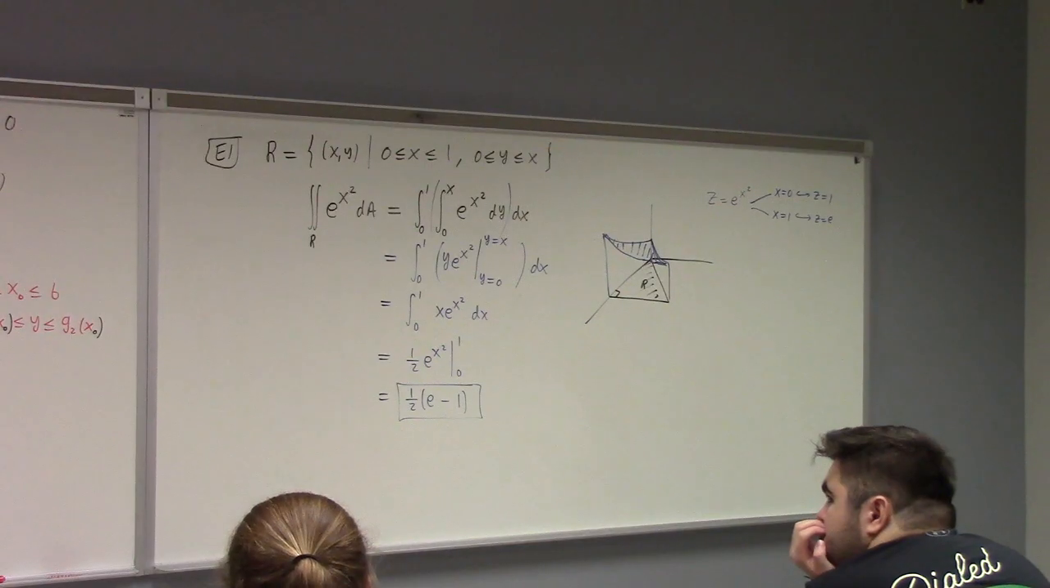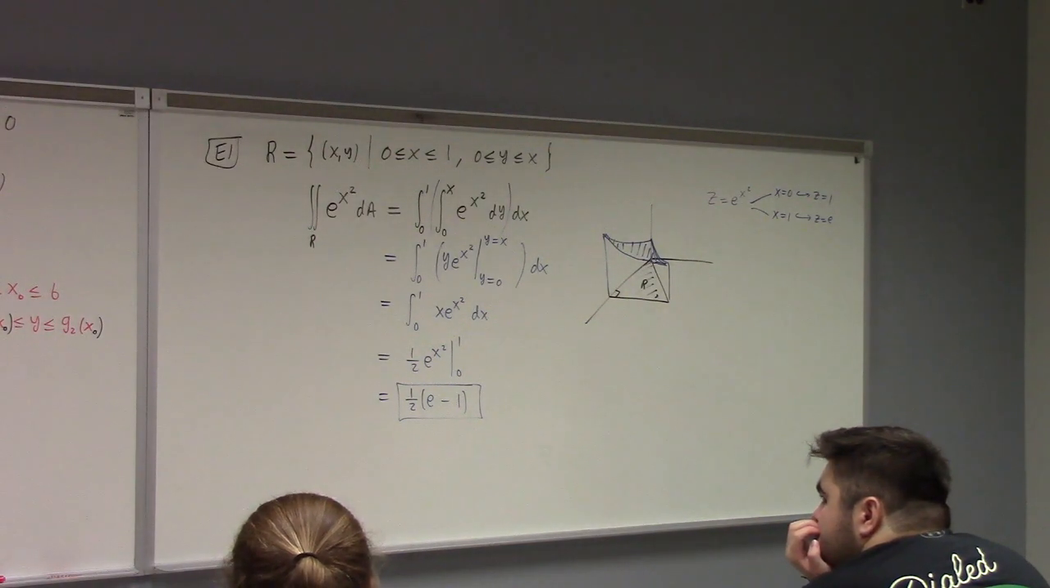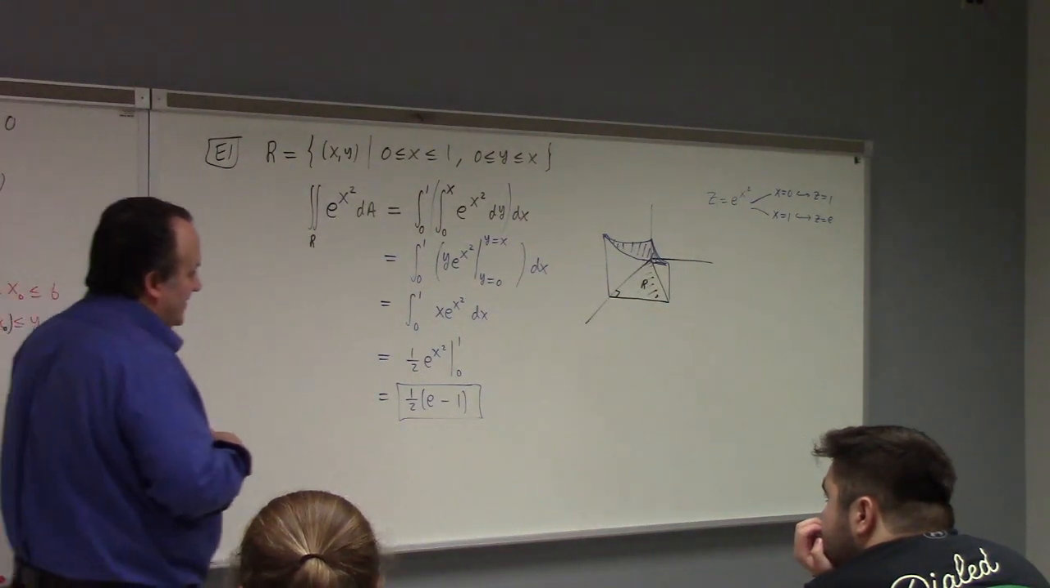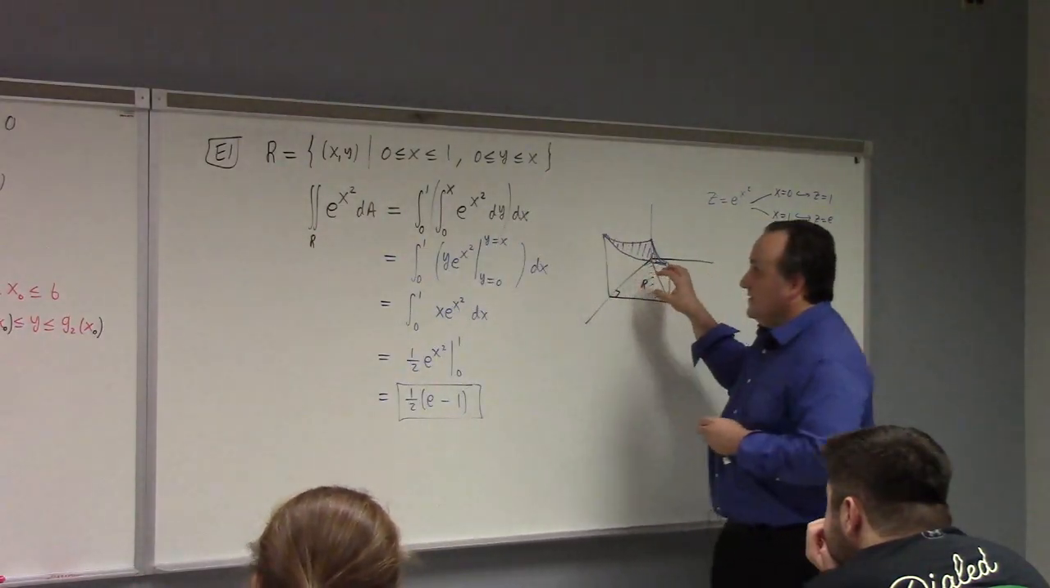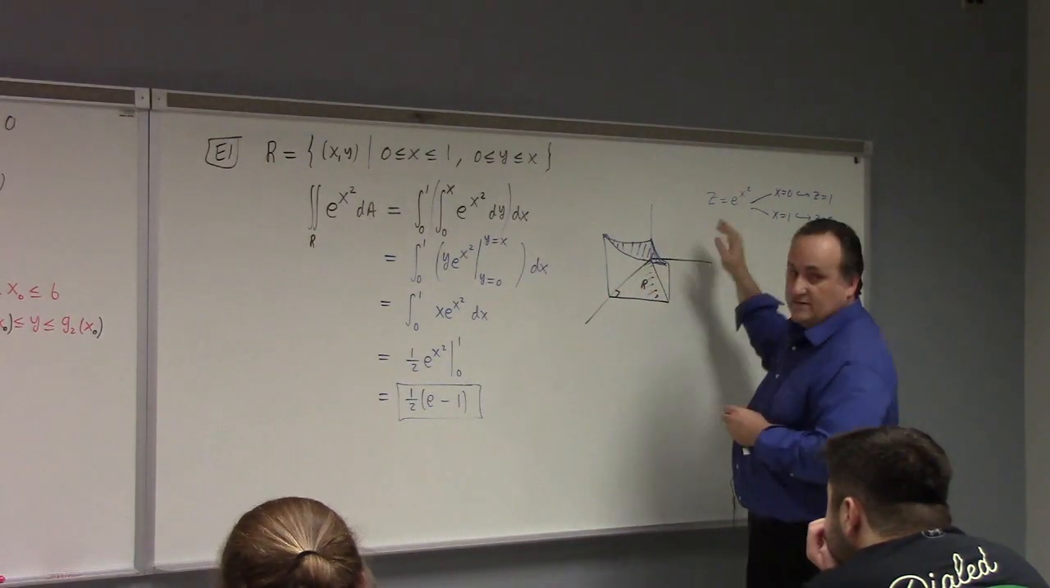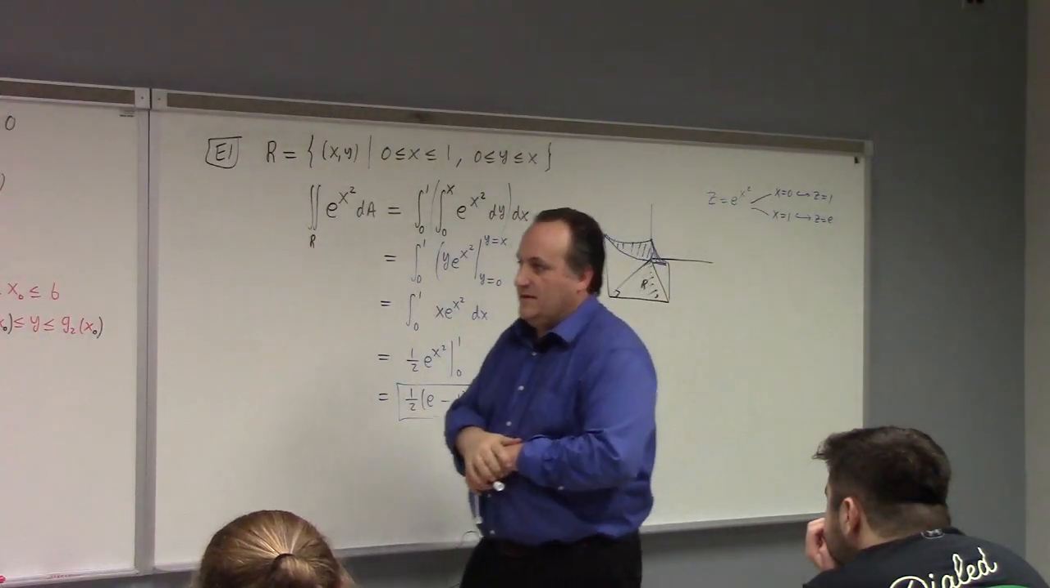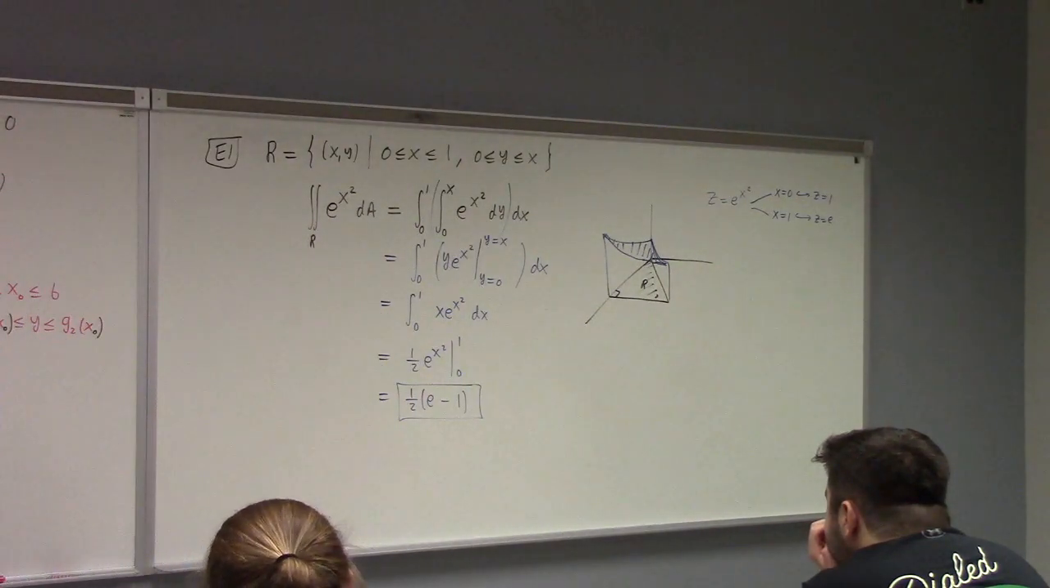Or you could say it's the mass of a piece of pizza. There, the density, the mass per unit area, is given by e to the x squared. Or you could say it's the total charge carried on this pizza-shaped wedge if the charge density is given by e to the x squared. There are many interpretations. All right, here's another problem though. My focus today is not on interpretation, but rather calculation.